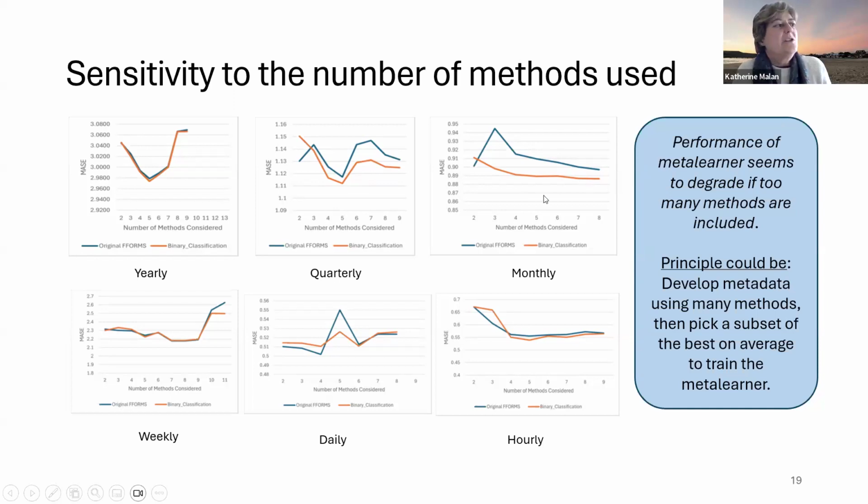Sorry, the 2 lines are the binary classification or the original forms. This is weekly and so on. So for all of them, it gets better in many of the cases. So we think, now this is something we need to still try, develop the metadata using many methods, but then pick a subset and develop the meta-learner using only a subset, to see whether it does make it better. Okay. I must keep going.